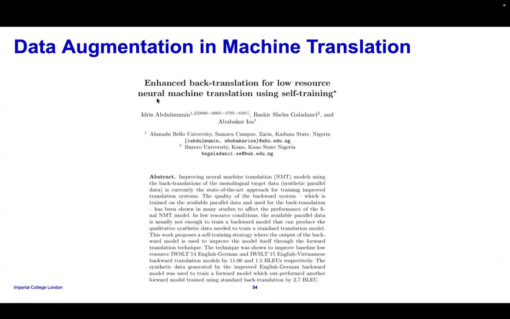This is also one of the data augmentation approaches, enhanced back translation for low-resource languages. This is one of the papers from Idris. He did his PhD in machine translation. So he did what we call enhanced back translation for low-resource neural machine translation, something like that, to create a back translation approach.